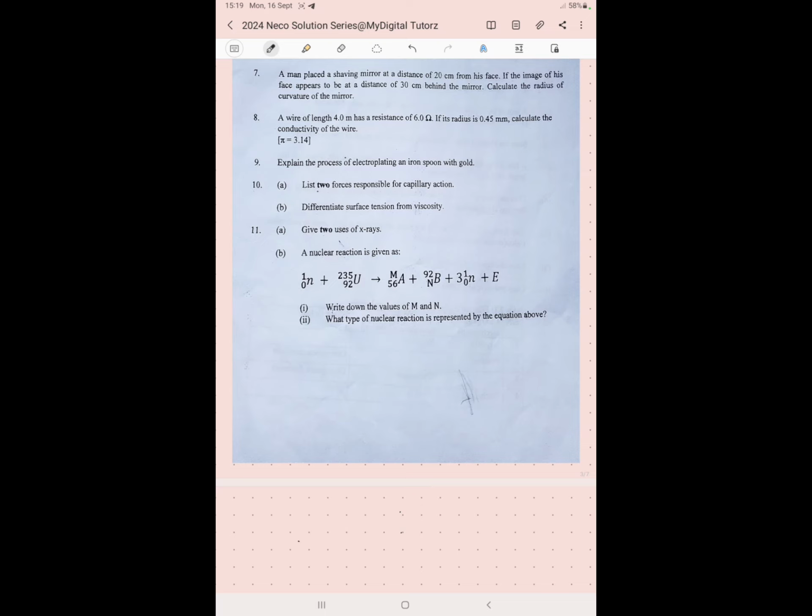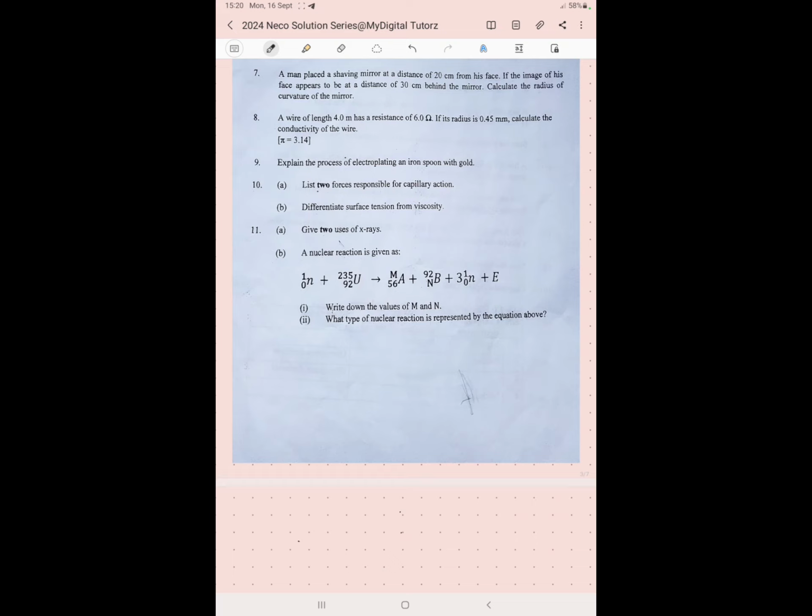some hidden facts inside the question. So they said a shaving mirror at a distance of 20 centimeters from his face. Remember, they said the image is formed at a distance of 30 centimeters behind the mirror. So what type of image is formed behind the mirror? That is the first question you ask yourself. That is a virtual image.